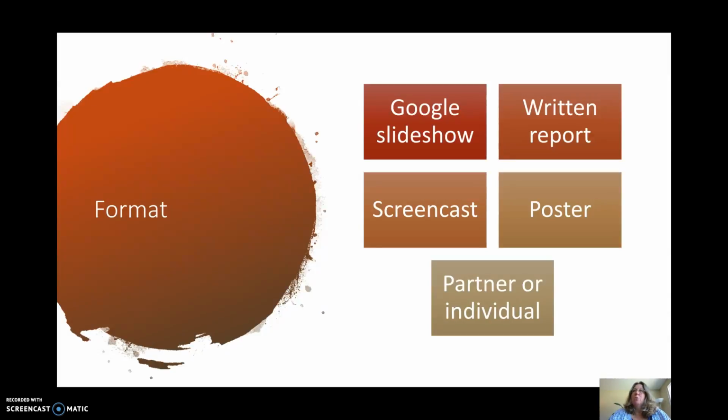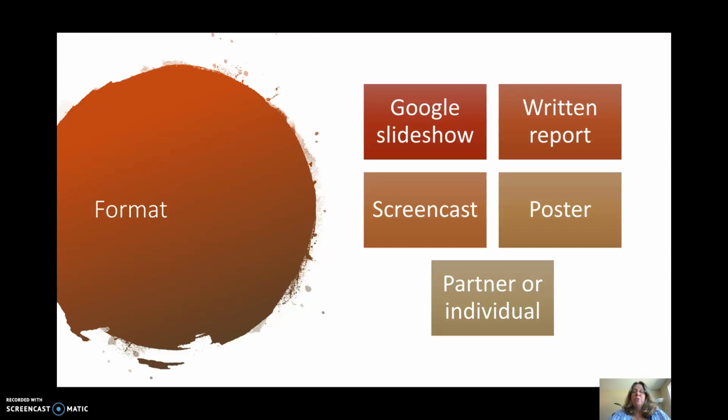Or you could make a really cool poster. If you like drawing, you could print out pictures and include them on the poster. You could draw them. You could write different sections, almost like a graphic organizer that we use.